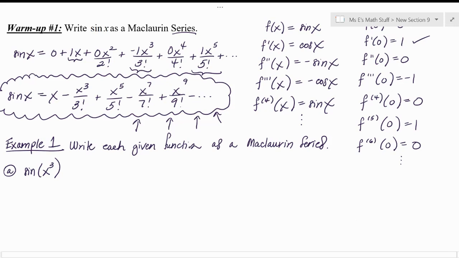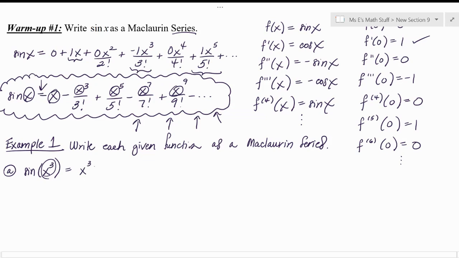So basically, what's the difference between sine of x and sine of x cubed? Well, it's just that they replaced x with x cubed. So if we were to do that with all of the x's on the right side as well, since after all, these expressions are equal to each other, then you'd have your answer. So if you have sine of x memorized, then sine of x cubed would just be that, just taking all the x's out and replacing them with x cubes.